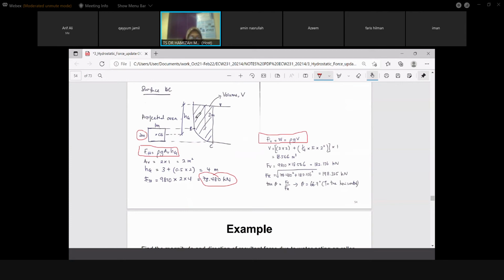So you can draw the forces dulu to avoid confusion. So horizontal force might be here, dia mesti perpendicular. Okay, it can be here, perpendicular. And then vertical forces also must be perpendicular.